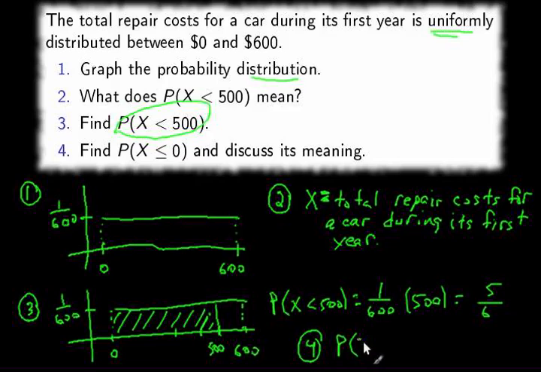So the probability x less than or equal to 0 is 0. And what does that mean? That means you can't have negative costs for your car. Repair costs, that is. So nobody's going to pay you to repair your car. That's what it means.